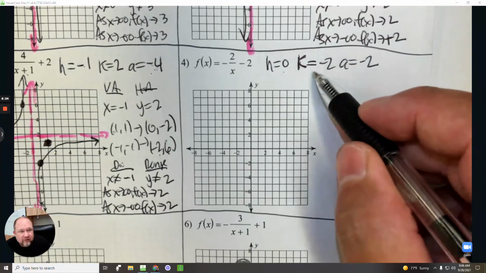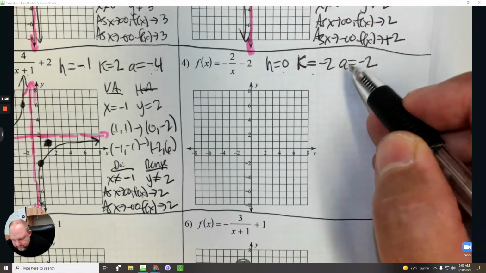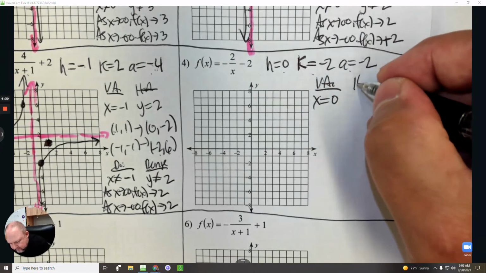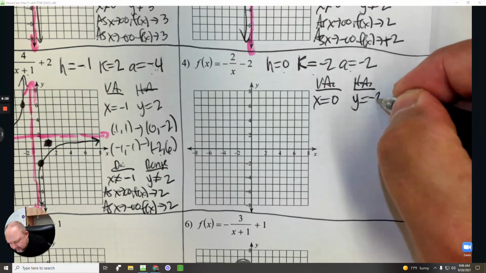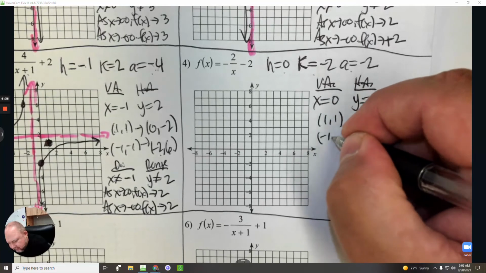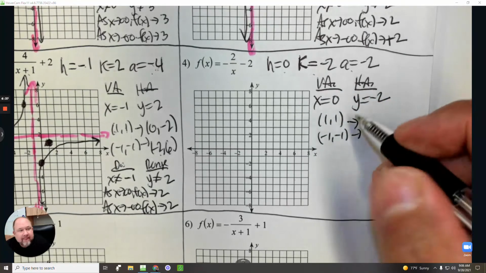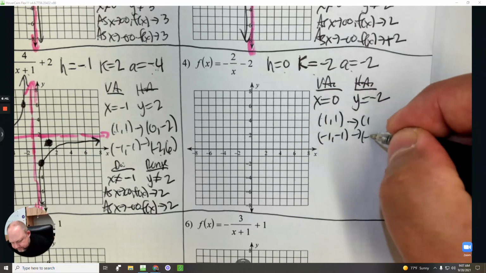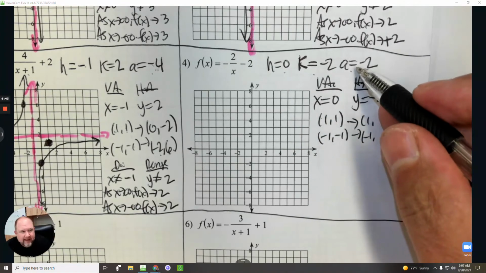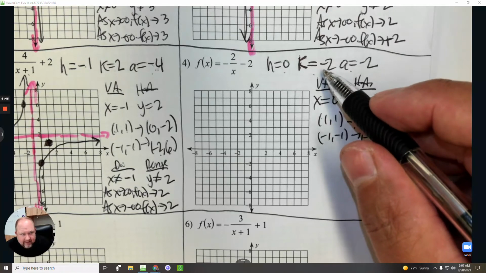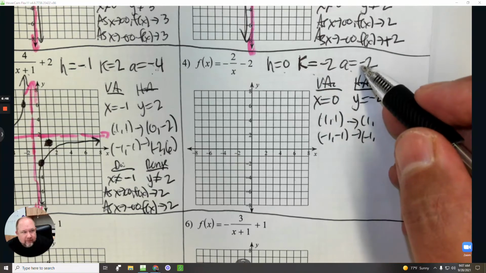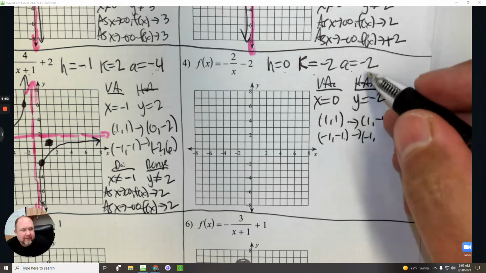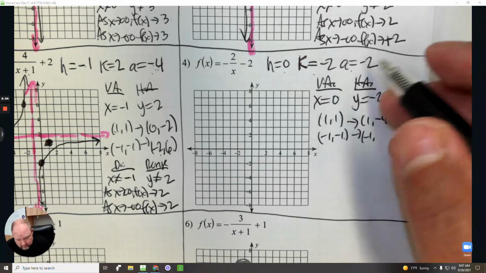So did we get H, K, and A correct? The vertical asymptote is at 0, and the horizontal asymptote is at -2. I'm going to change 2 points to put them on my graph. 0 means the x stays the same. A, I multiply, and K, I add or subtract. So 1 times -2, take away 2 is -4. -1 times -2 is 2. Take away 2 is 0.